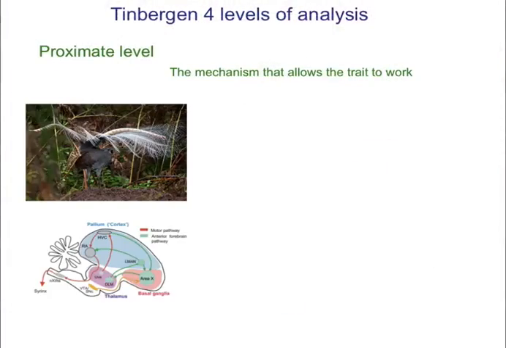So the final level is the proximate level. Now this is where I think most people think about when they're trying to explain a behavior. They're trying to say, why is the dog able to solve that problem? They want to know the mechanism. What's, as we've talked about in terms of cognition, the internal process, and what are the different explanations that might be there. So we've already talked about there can be different types of proximate explanations.